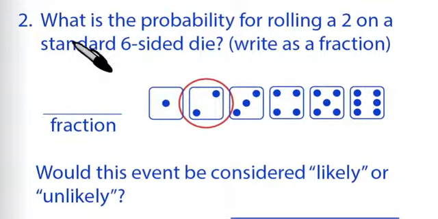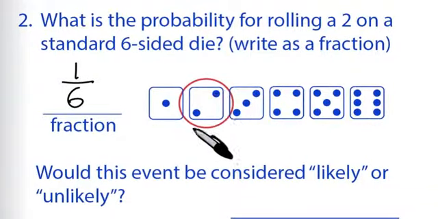For problem 2, we're asked what is the probability of rolling a 2 on a standard 6-sided die, as a fraction. With a die, we have 6 possibilities: 1, 2, 3, 4, 5, and 6. And we're only interested in one of those possibilities. So we put 1 as the numerator and 6 as the denominator. So the fraction is 1/6, and that's the probability of rolling a 2.